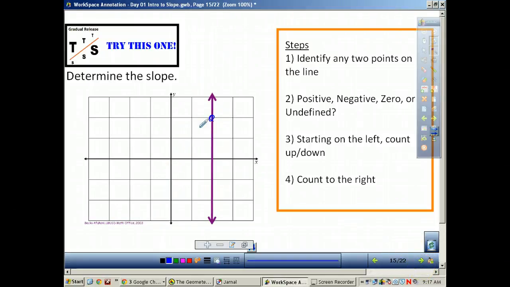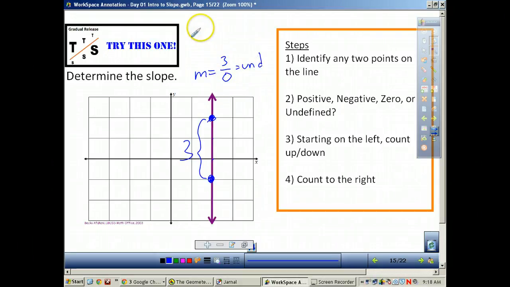Here, if we picked any 2 points, what is this rise here? How far is it from here to here? 1, 2, 3. But what is the run? How far left and right do you have to go? Yeah, we don't go left and right at all, right? So that's why we get 3 over 0. But remember, if you get 0, that's where the undefined comes from.